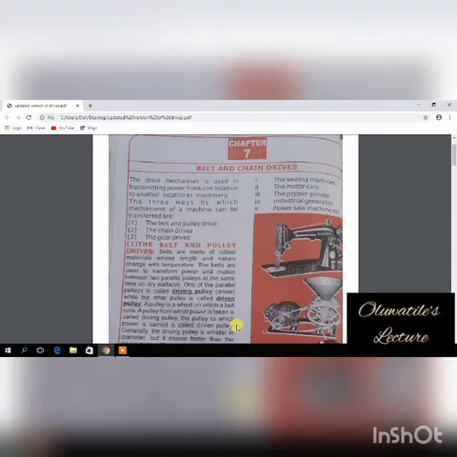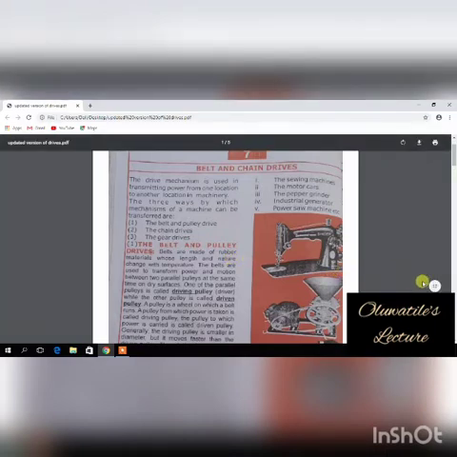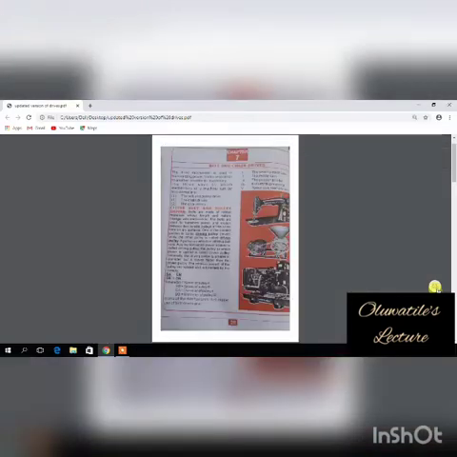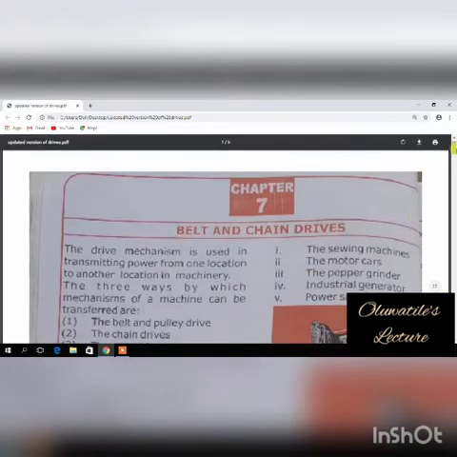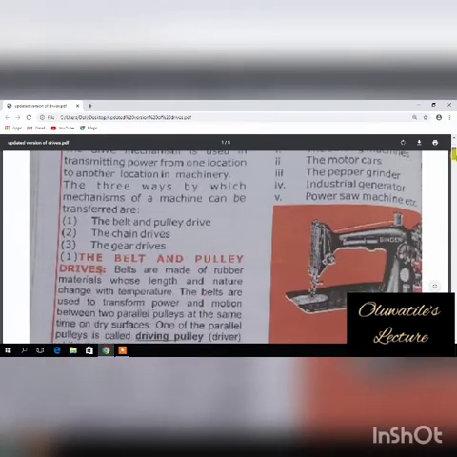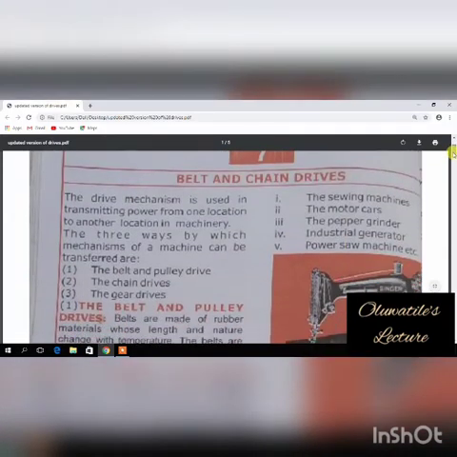Today we'll be talking about belt and chain drives. The drive mechanism is used in transmitting power from one location to another location in machinery.